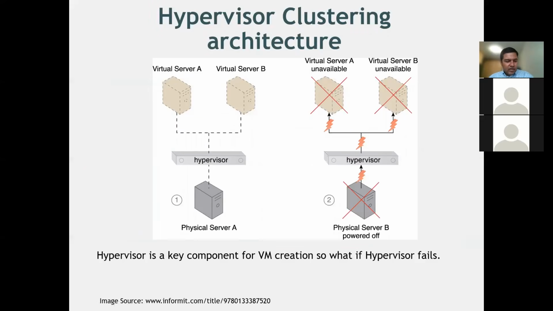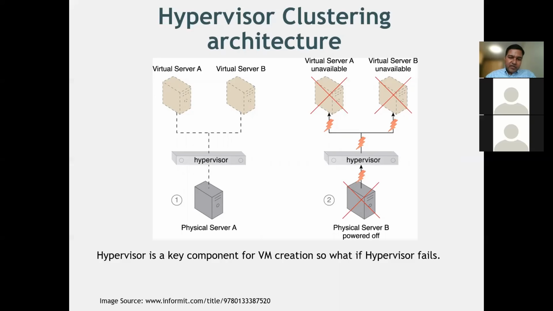Now this architecture is a little advanced, and it is called hypervisor clustering architecture. Hypervisors are used to create virtualization. A hypervisor is a software, used to create virtualization. Hypervisors can be of two types: one is called type 1, the other is called type 2. We will know more about the hypervisor in the virtualization section.